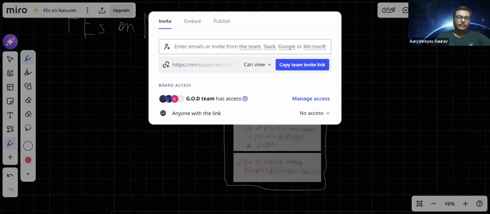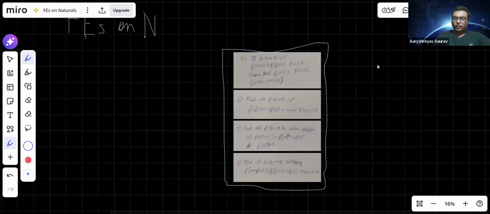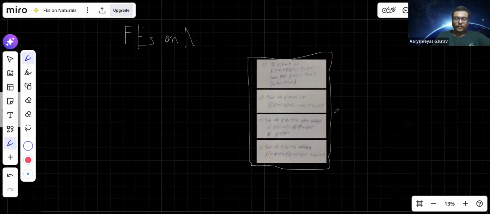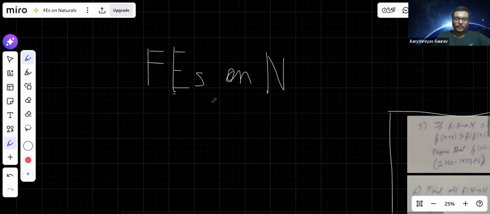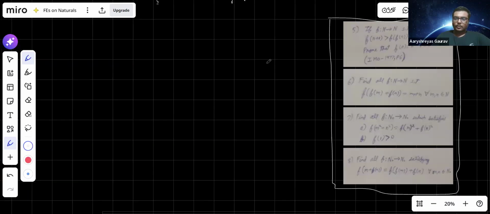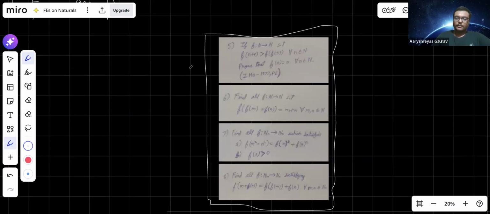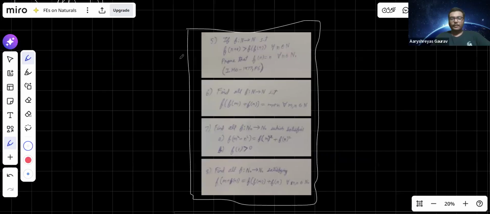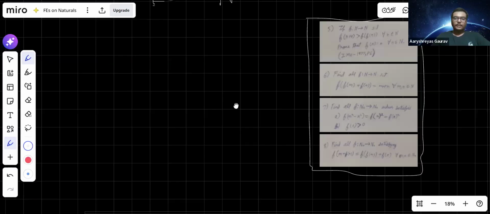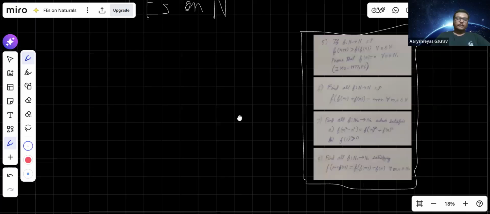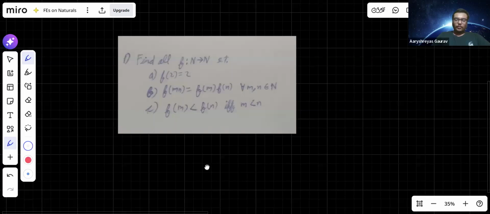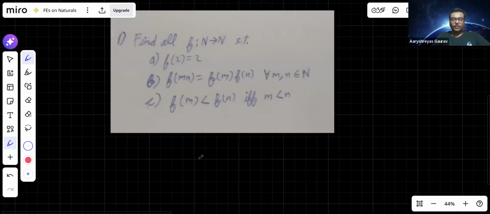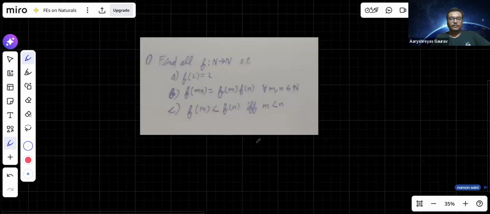I've sent the link. You can view the whole board. So today's lecture is on functional equations on natural numbers. These are the buffer problems. I will be discussing them afterwards in the lecture. For now, I will be going through a few interesting properties of natural numbers which we can exploit in functional equations.